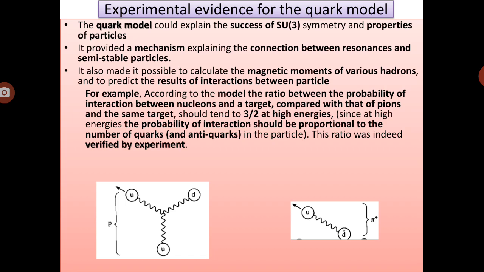Now according to the Quark model, at high energies the probability of interaction should be proportional to the number of quarks. So in the case of an interaction between a nucleon, here a proton, and a target, that is proportional to the number of quarks. Here the number of quarks is 3. In the second case, you have the pions, with one quark and an anti-quark, so the probability of interaction is proportional to 2. So if you take the ratio between the probability of interaction of the proton and the pion, that is equal to 3 by 2, and this ratio was indeed experimentally verified. So this is an experimental evidence for the Quark model.